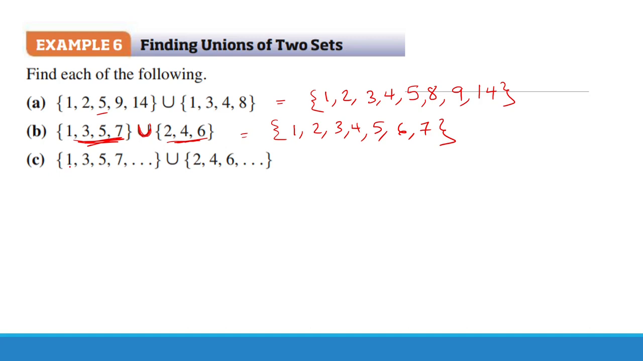For part C, we have the numbers 1, 3, 5, 7. So these are the odd numbers. 2, 4, 6, and so on. So these are the even numbers. So in this case, we have the set of numbers 1, 2, 3, 4, 5, 6, and it'll continue on forever. This looks like a familiar set. This is the set of natural numbers. So we'll use the symbol N.